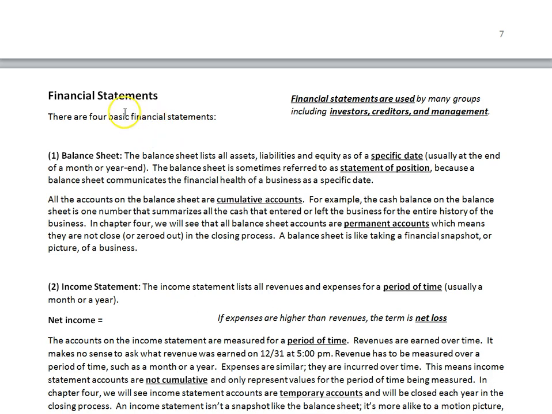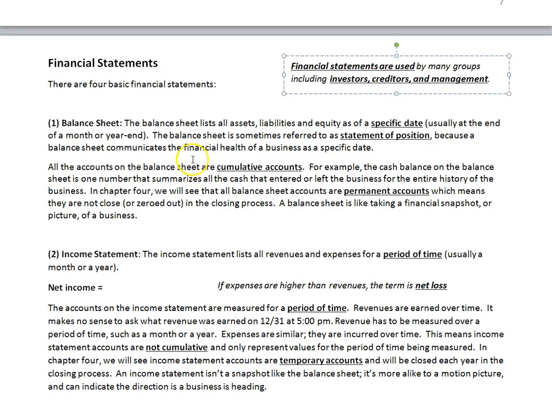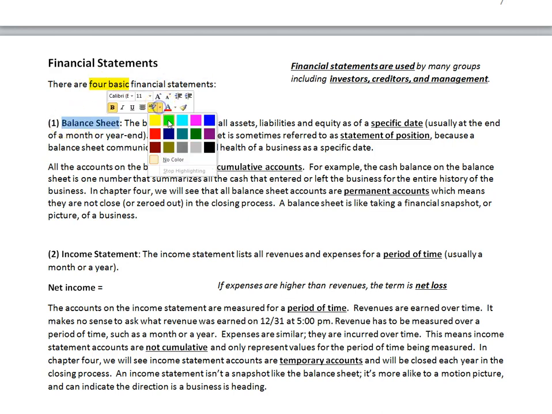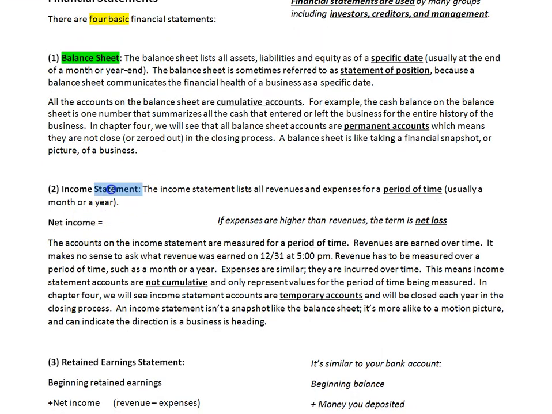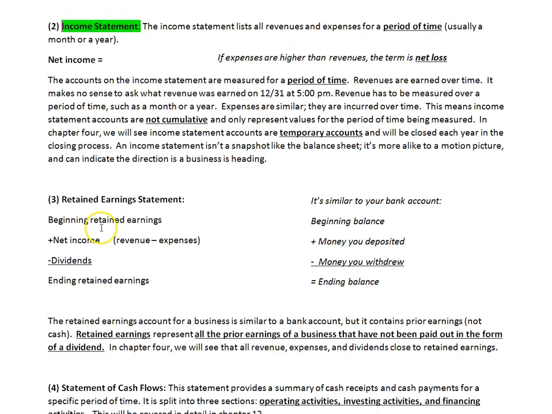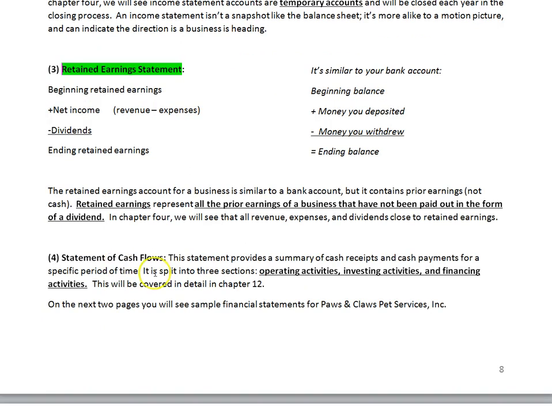Alright, the next page we have financial statements. It says they're used by investors, creditors, and management. Okay. We have 4 basic financial statements. We have the balance sheet, the income statement, the retained earnings statement, and the statement of cash flows.